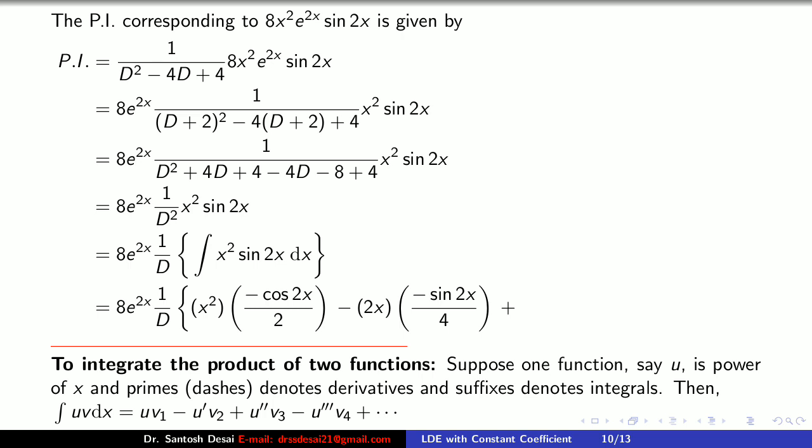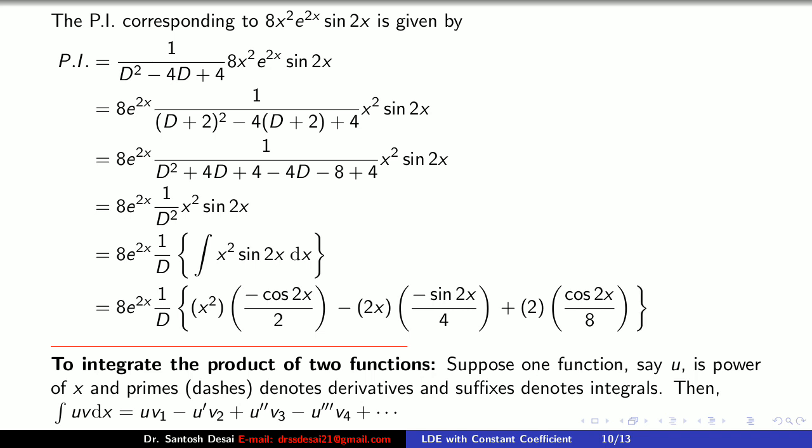Next sign is plus. Derivative of 2x is 2, and integration of minus sin 2x divided by 4 is cos 2x divided by 8. Now, if you write the next term, you have to take the derivative of 2, and obviously it is 0. So therefore, the remaining parts are 0. And here, this completes the integration.